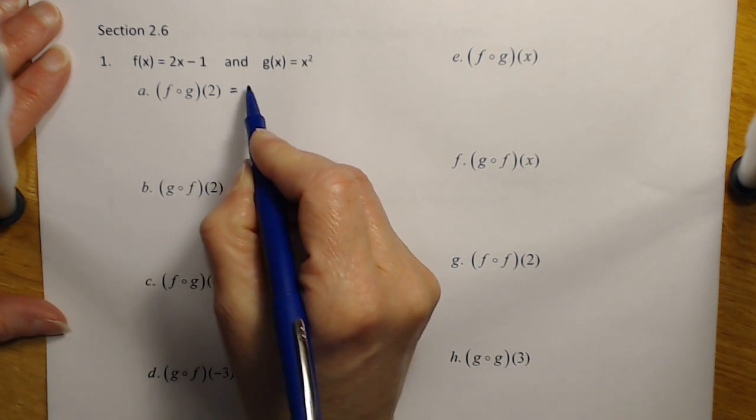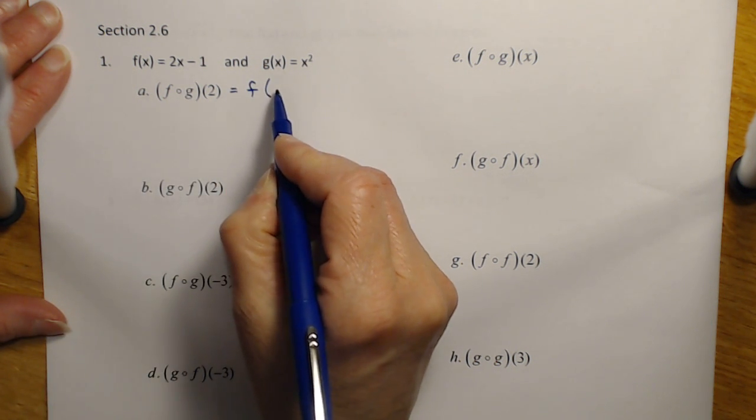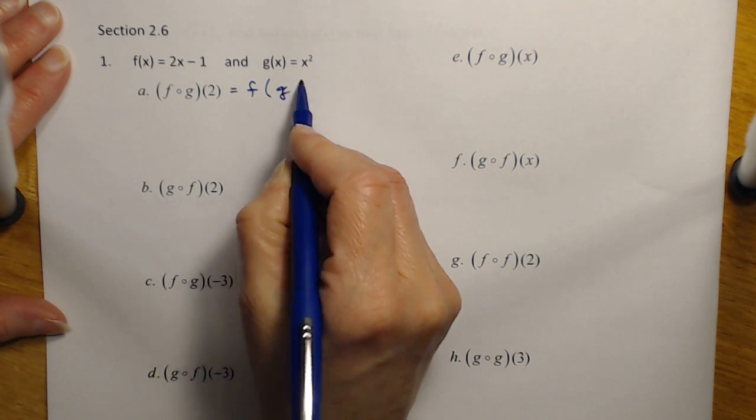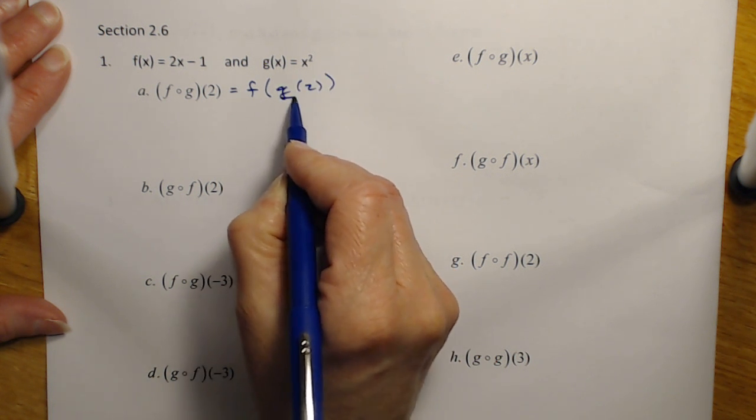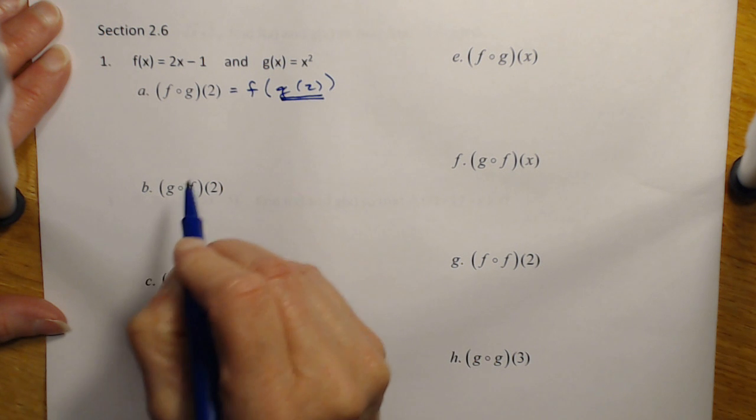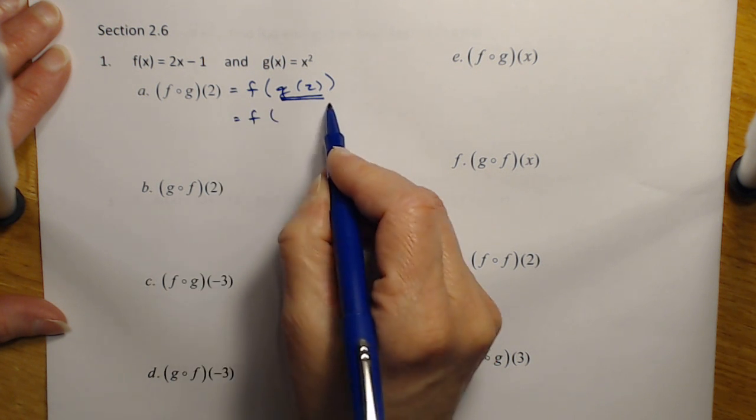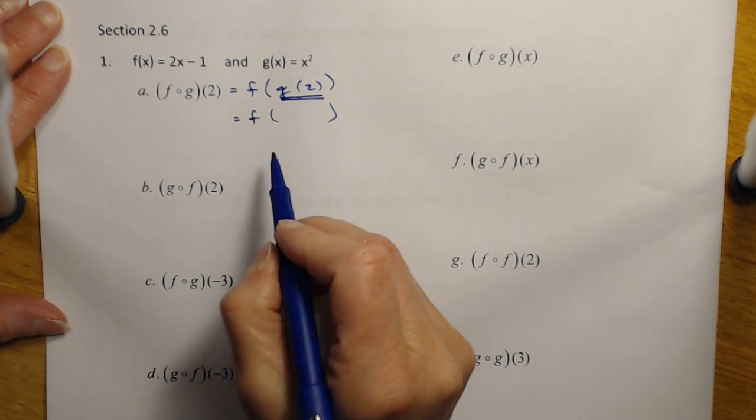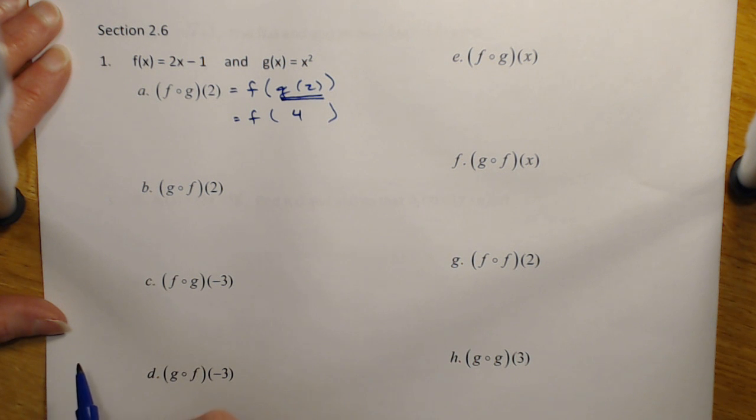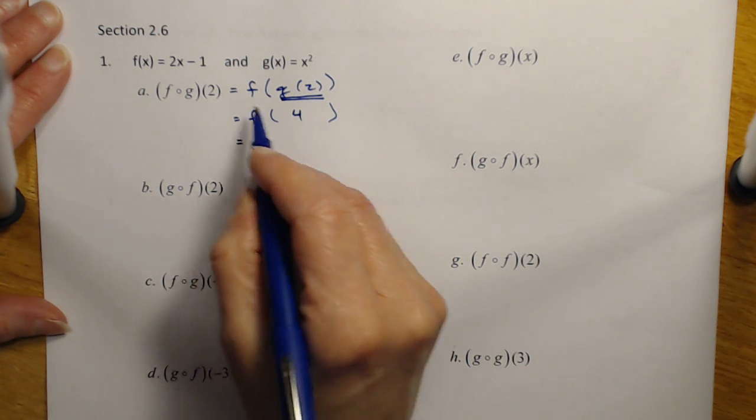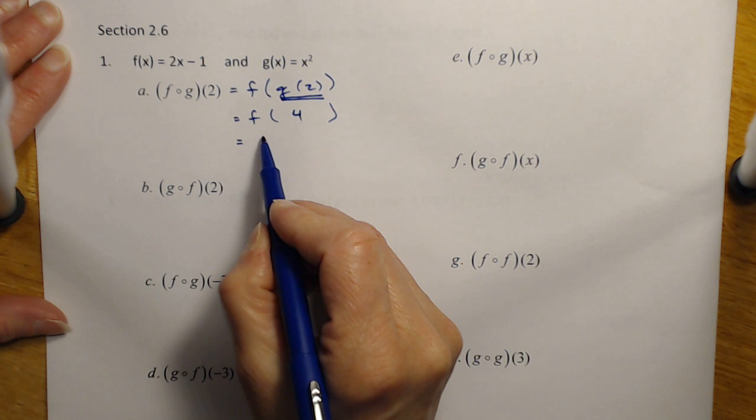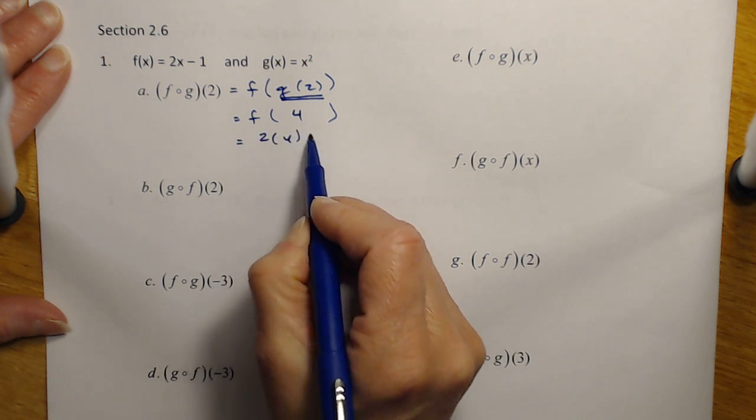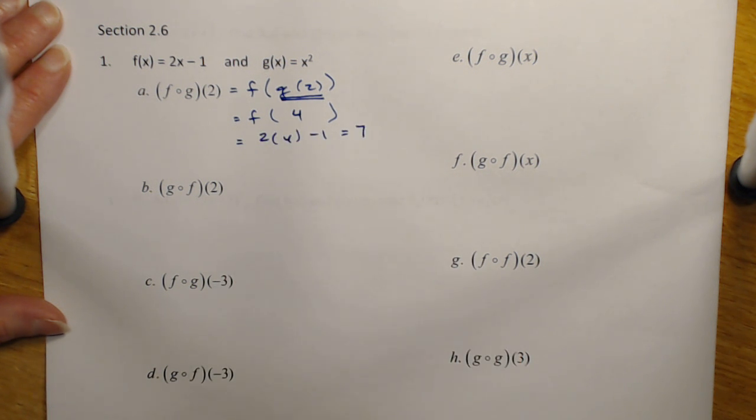The first thing you might want to do is just change it to the more familiar notation, which is f of g of 2. So again, we know in math we always do the inside parentheses first. So we're trying to figure out what's g of 2. Well, g is just the squaring function, so we square that, we get 4. The f function doubles the input and subtracts 1. So it's 2 times 4 minus 1, or 7.